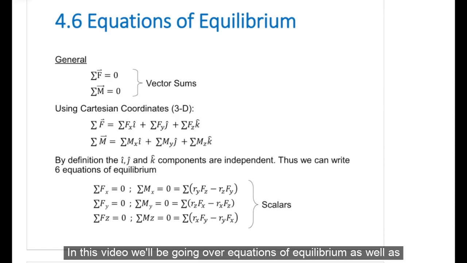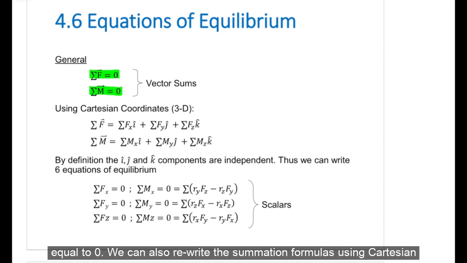In this video, we'll be going over equations of equilibrium as well as the process needed to solve 3D equilibrium problems. Earlier, we learned that when an object is in static equilibrium, the summation of the external vector forces and the summation of external moments are equal to 0.